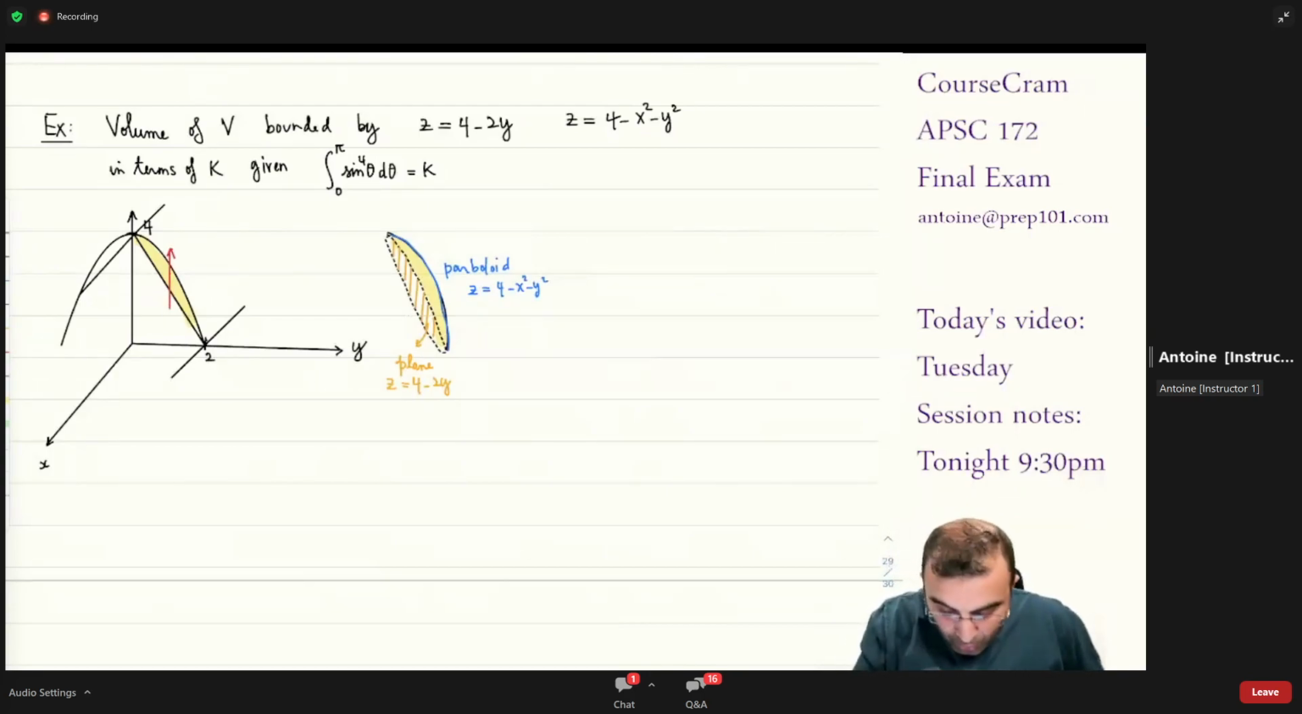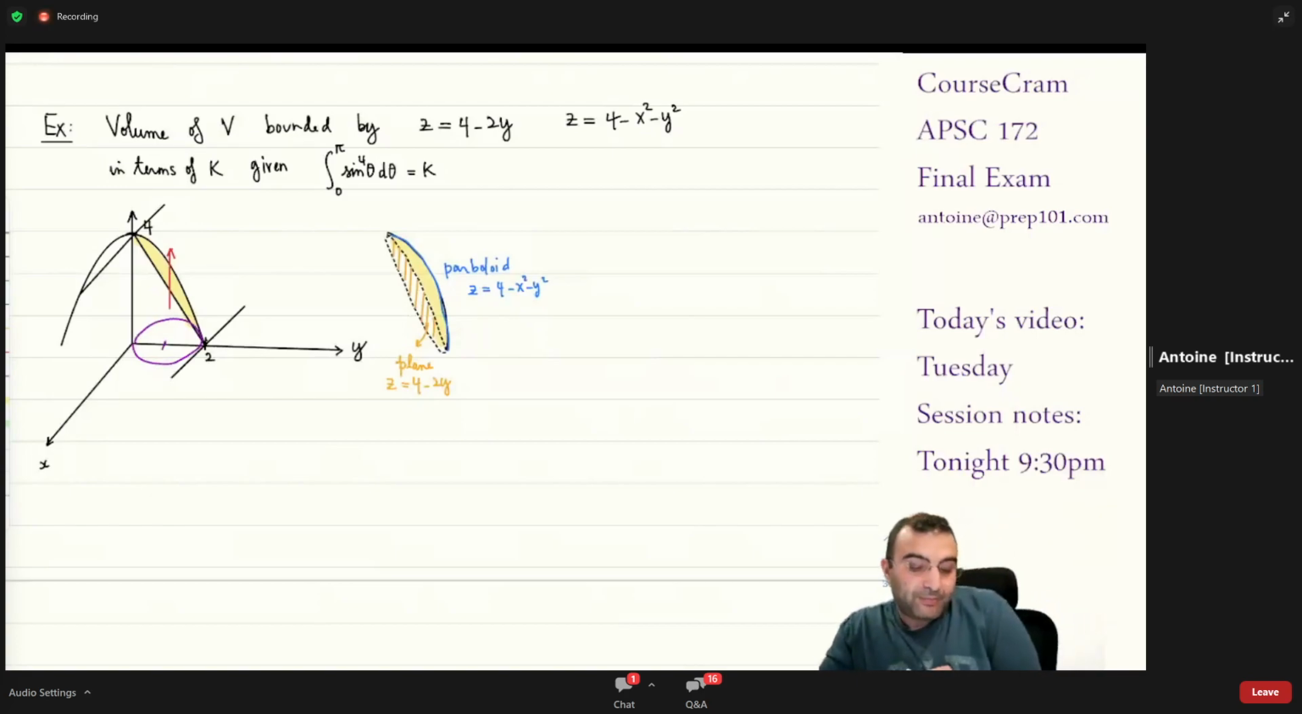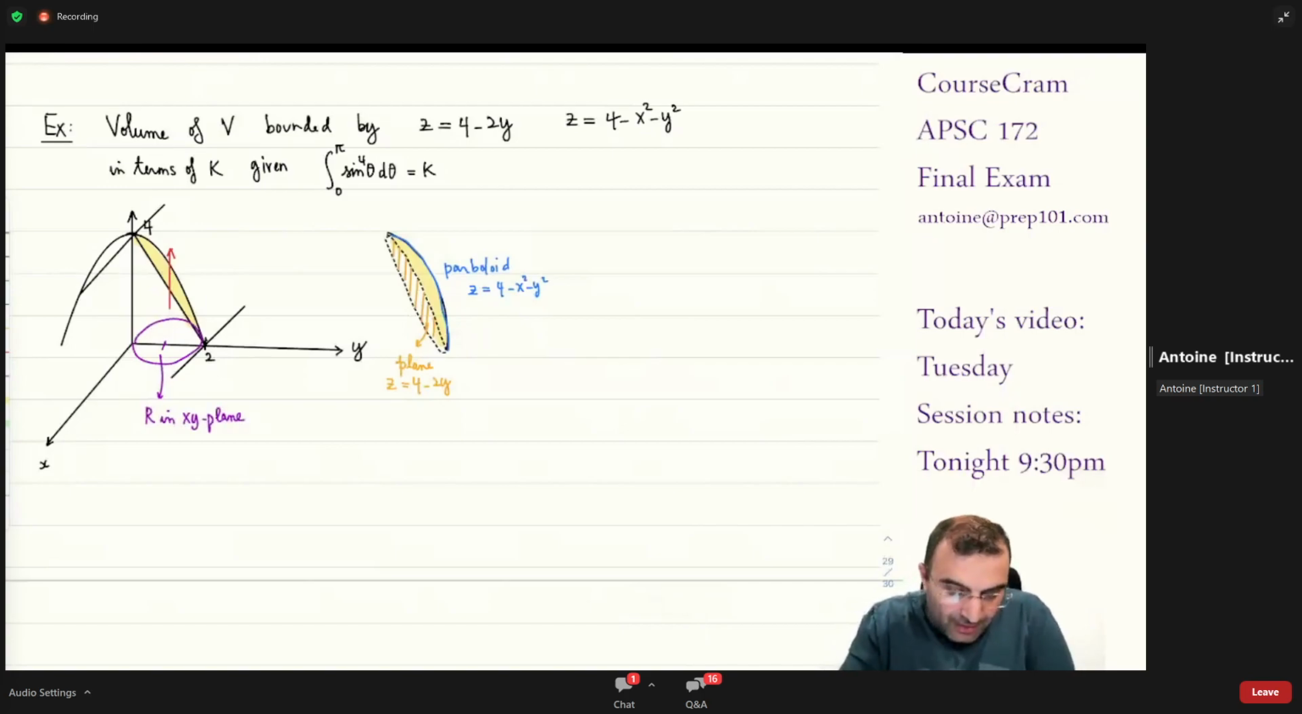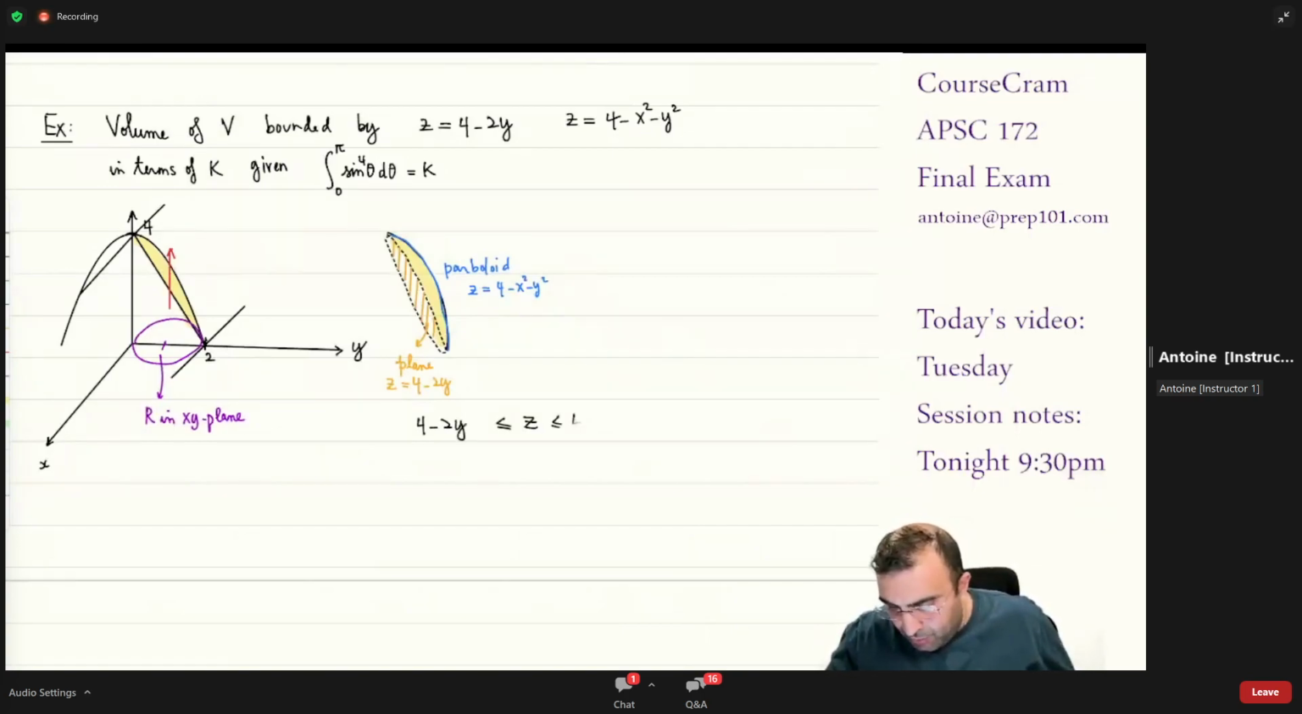The issue is over what region is this happening in the XY plane? So what's the region in the XY plane? Now, you will discover that the region is those special circles I talked to you about. But how do you discover this? So what is the region R in the XY plane? Because as I said earlier, the range for z is pretty clear. We know that z is going to go from 4 minus 2y to 4 minus x squared minus y squared. There's no issue with the z.